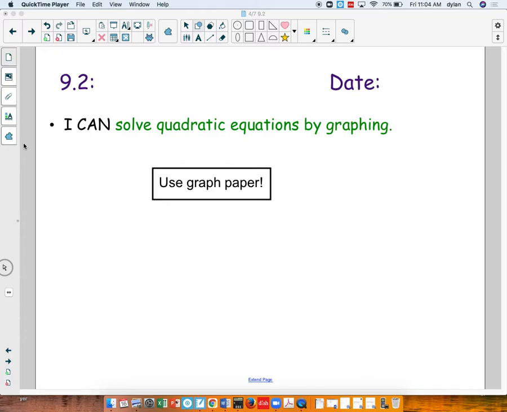Hey guys, now that we've learned the radical tools that we need for Chapter 9 and 9.1, we can move on to starting to solve quadratic equations using different techniques.